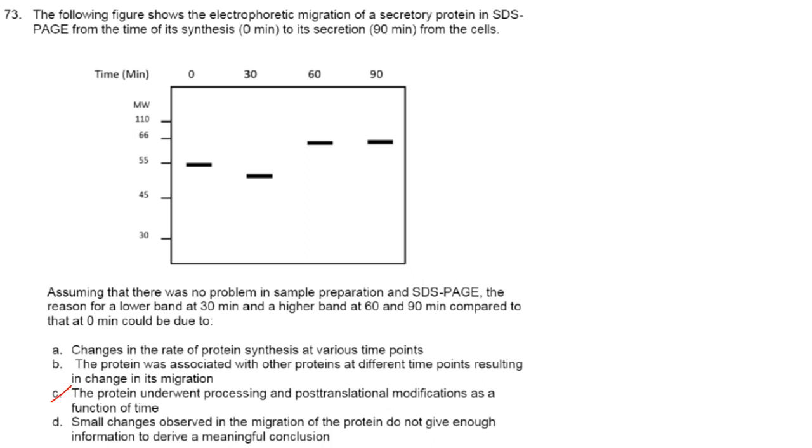So the answer here is the protein underwent processing and post-translational modification as a function of time. So in the beginning, at time 0 minutes, it was not modified, but later it got modified by phosphorylation or glycosylation or sulfation, and it resulted in the slowing down of the mobility of the protein in the gel.